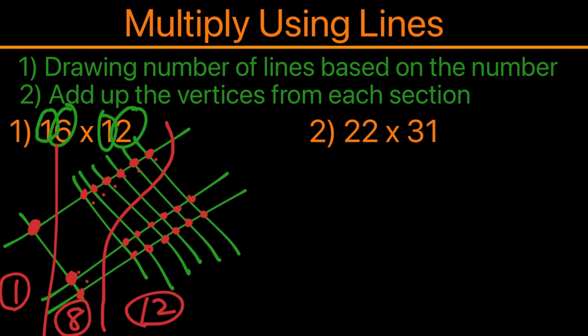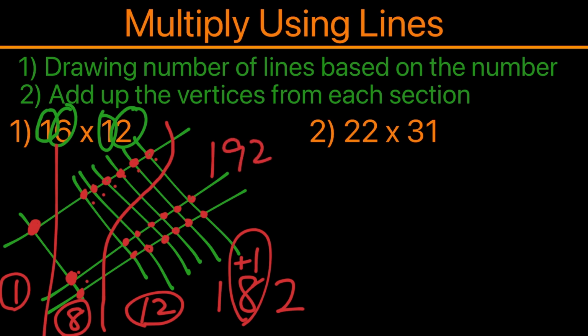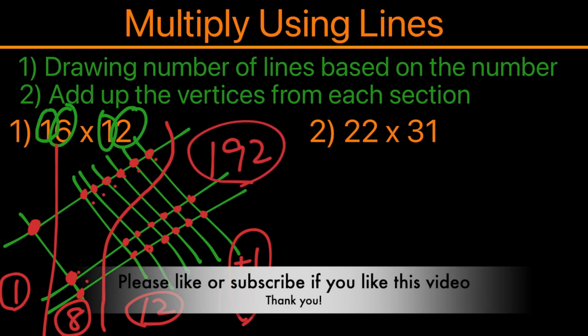Then we simply take the first section, which is 1. Second section is 8. The third section is 12. Since it's double digit and we only allow one digit, we will place a 2 and then a plus 1 above. Then we just add this together, and this will give us 192. Now try inputting 16 times 12 in a calculator, and you will see the answer is 192.